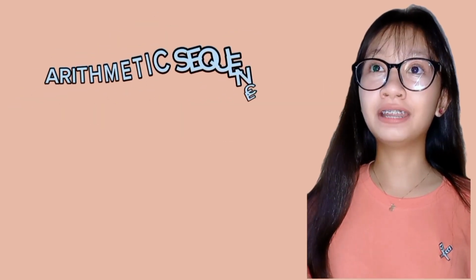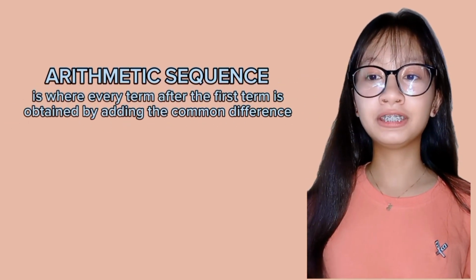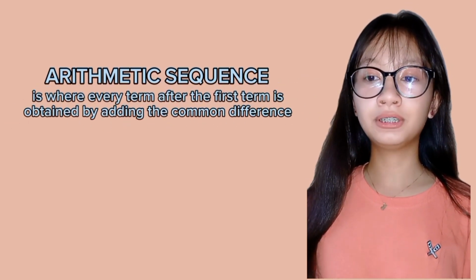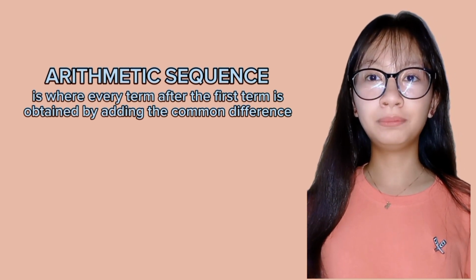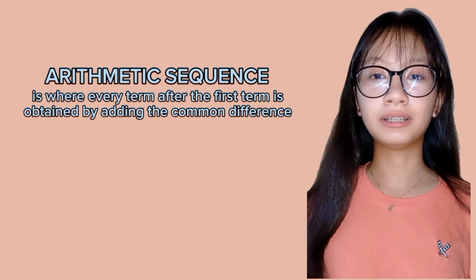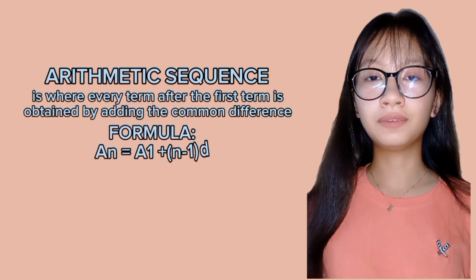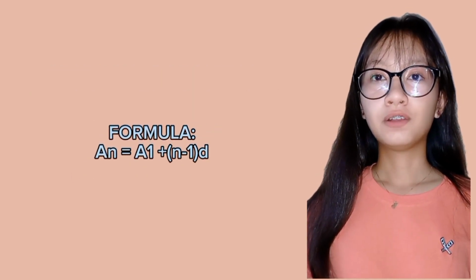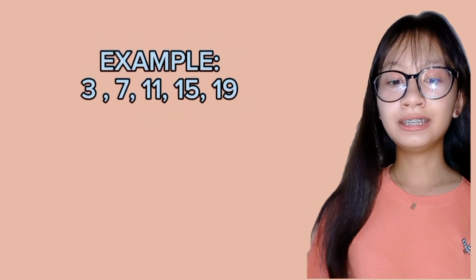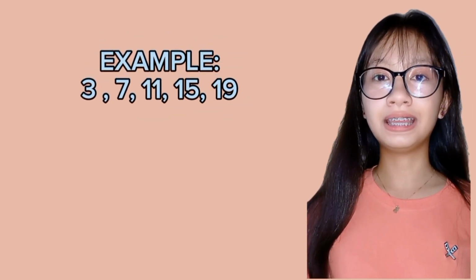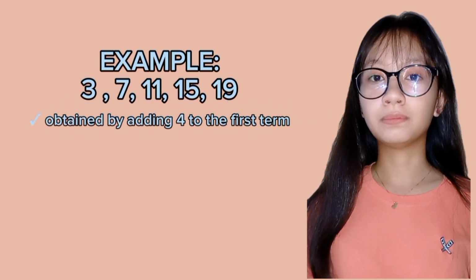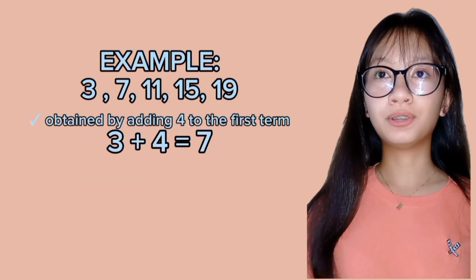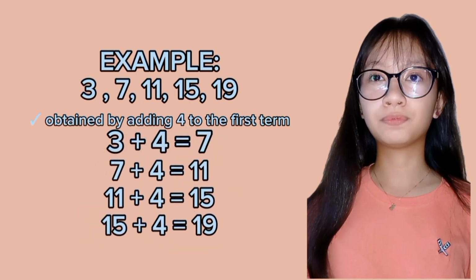The first sequence is the arithmetic sequence. An arithmetic sequence is where every term after the first term is obtained by adding the common difference. The formula for an arithmetic sequence is a sub n equals a sub 1 plus quantity of n minus 1 times d. For example, 3, 7, 11, 15, and 19. It is obtained by adding 4 to the first term, which is 3 plus 4 equals 7, and 7 plus 4 equals 11, and so on.